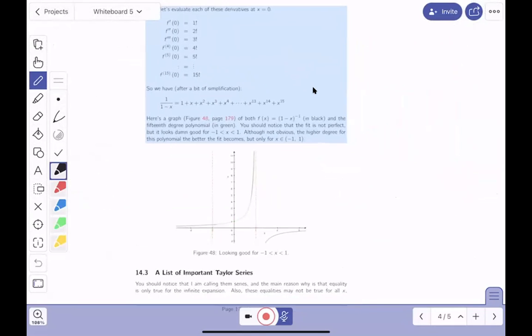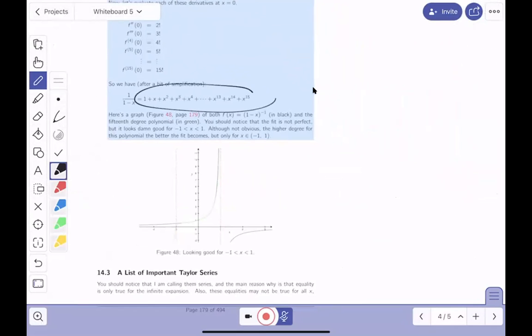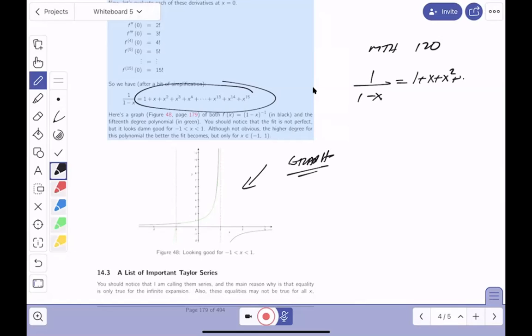And the next page is, they give me T15 over here. What they asked me to do, though, is also to look at the graph of it. Now, you should know from Math 120 that this is only valid when the absolute value of x is a proper fraction. And what does that mean? It's only going to work between 1 and -1.